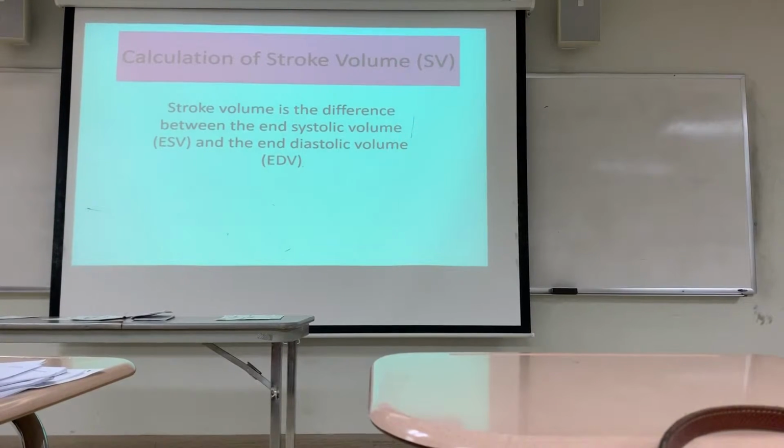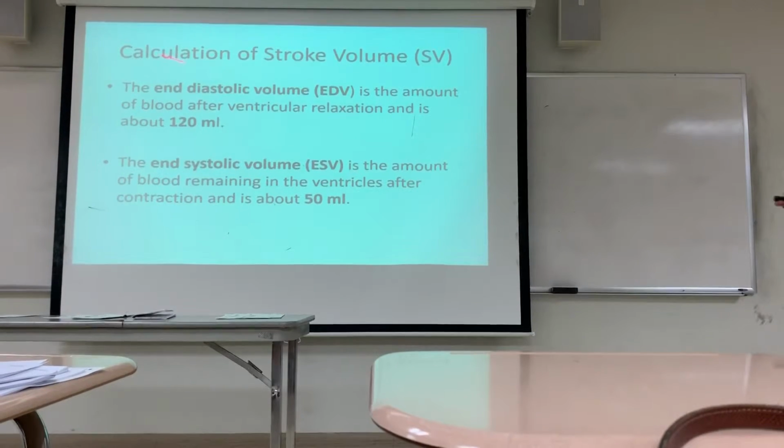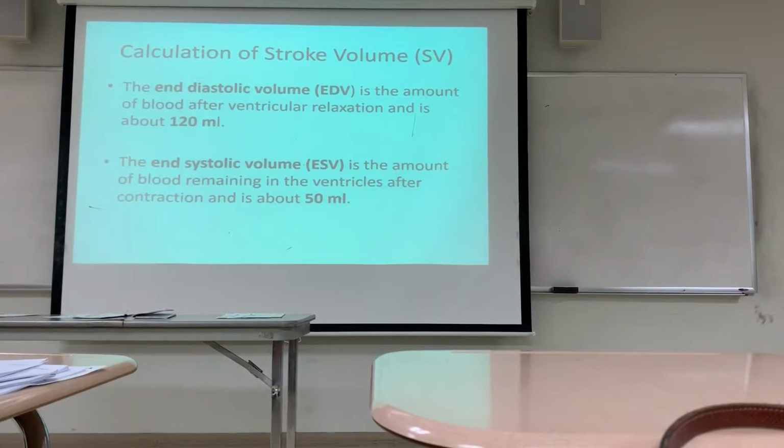Okay, now, stroke volume is the amount per heartbeat. So it's the difference between the end diastolic volume and the end systolic volume. So we have these. The end diastolic volume is 120, and the end systolic volume is 50. That's why we got 70. 120 minus 50.